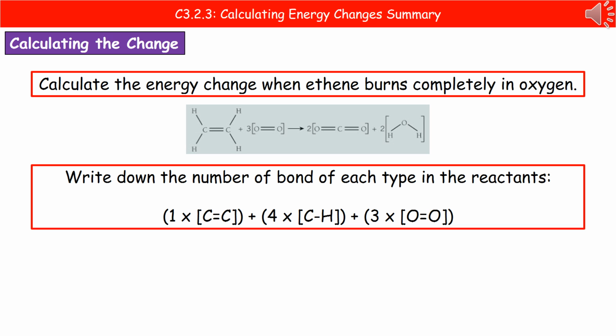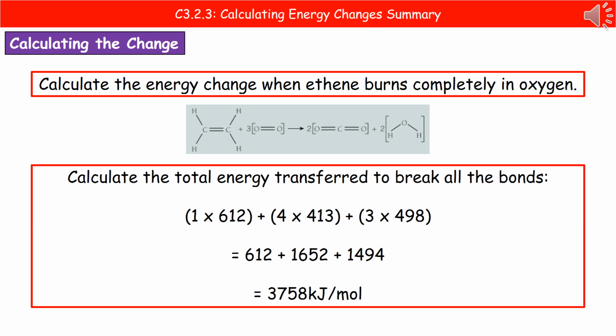So the first thing that we're going to do is write down the number of bonds of each type in the reactants. So what we can hopefully see in there, in our first compound, which is our ethene, is one double carbon-carbon bond in the centre there. Then we've got 4 carbon-hydrogen bonds coming out from, obviously, the 4 corners. And we've got 3 double oxygen-oxygen bonds. So those are our total bonds for our reactants.